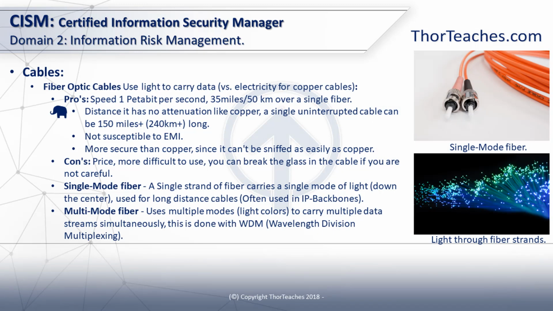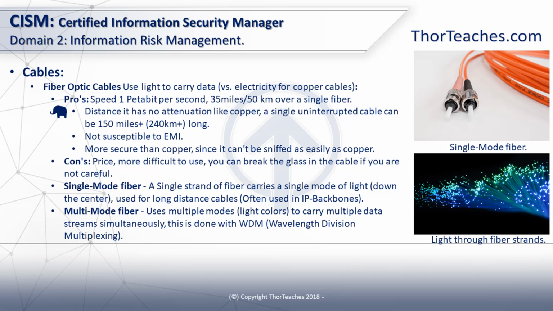Fiber cables use light to carry the data, whereas the copper cables use electricity. And they have a lot of pros, and obviously also some cons. You can get really fast connections over fiber. I think the current record is about a petabit per second over a 50-kilometer stretch with a single fiber cable. And since fiber cables don't have attenuation like copper does, you can also have really long cables. I think the current longest one in use is about 150 miles or 240 kilometers long, just one single unbroken cable.